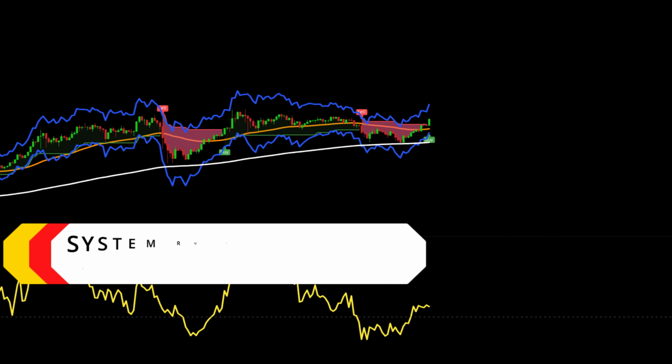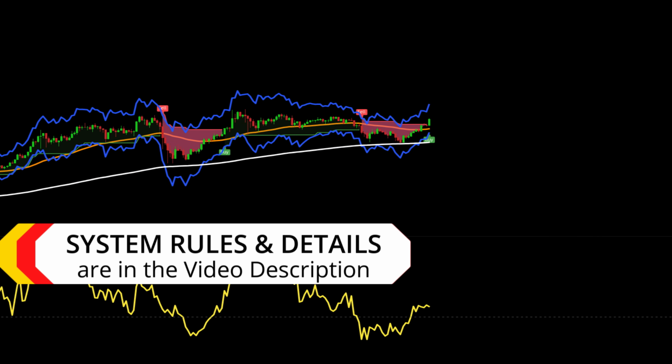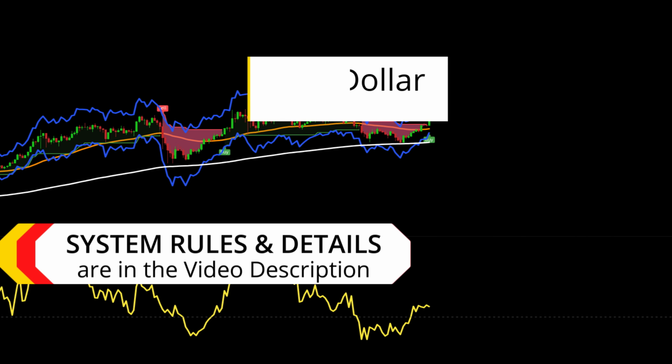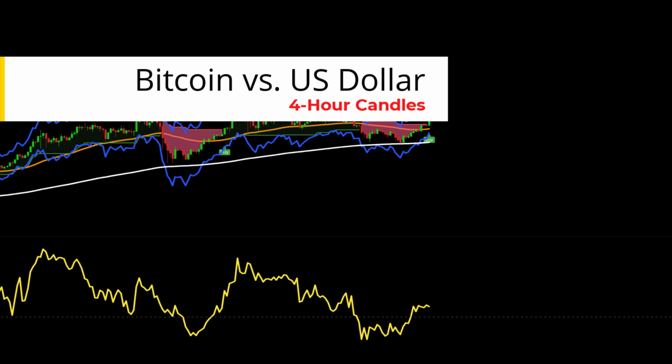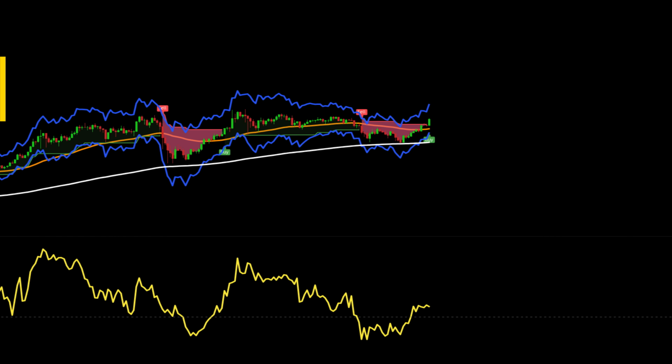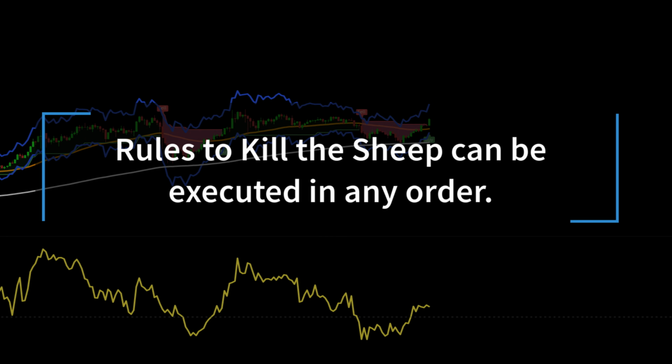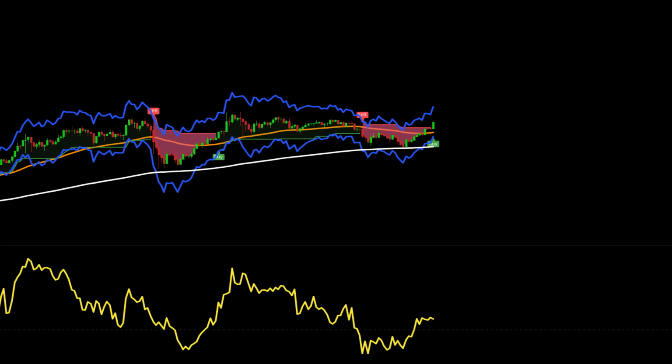As always, system rules and details are listed in the description. This chart is Bitcoin versus the US dollar 4-hour candlesticks. Before I get into the specific rules, I would like to point out that these rules can be triggered in any order. I will give you some examples on some different methods to enter to illustrate this point.